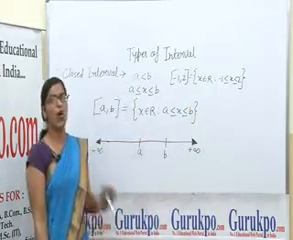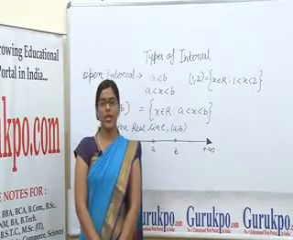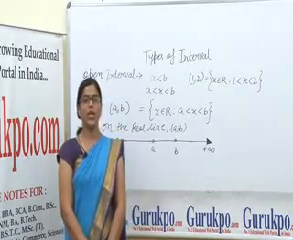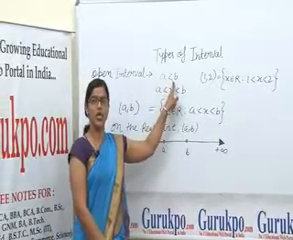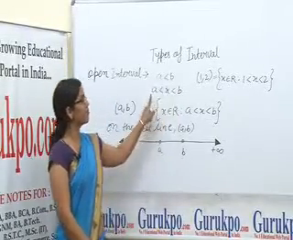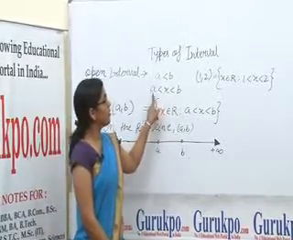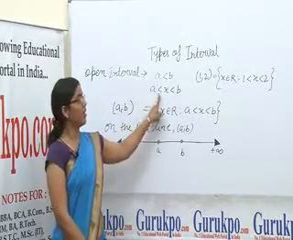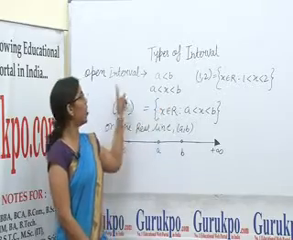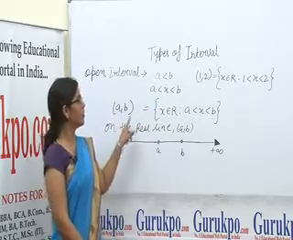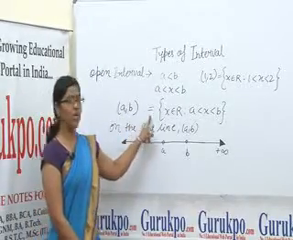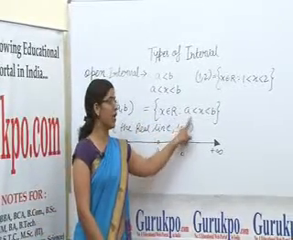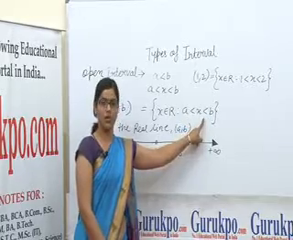Now the next is open interval. Let a and b be two real numbers such that a < b. Then the set of all real numbers x satisfying a < x < b is called an open interval, and it is denoted by this way. Open interval (a, b) = {x ∈ R such that a < x < b}.